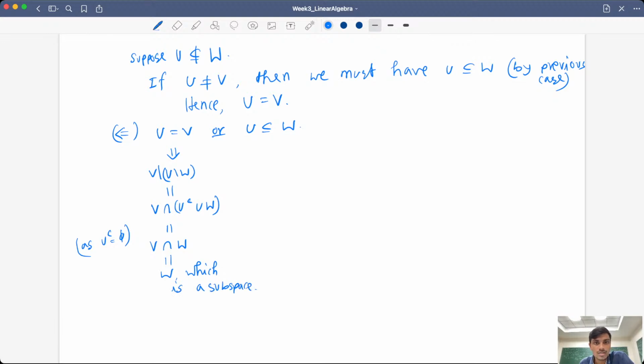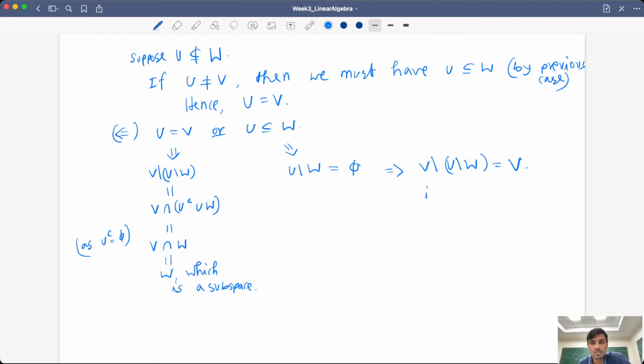And in this case also you have that U is contained in W, so U minus W is just phi, because U is already contained in W. So U intersection W complement is phi. So if this is phi, then V minus (U minus W) is just V. So by default this is the vector space itself, so it is just a trivial subspace.